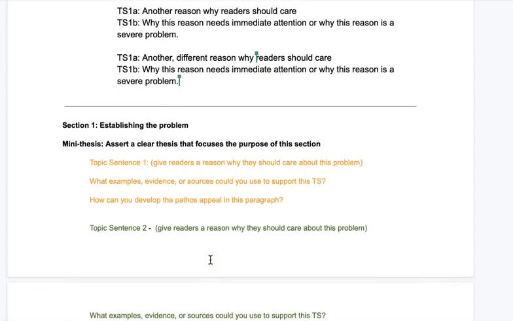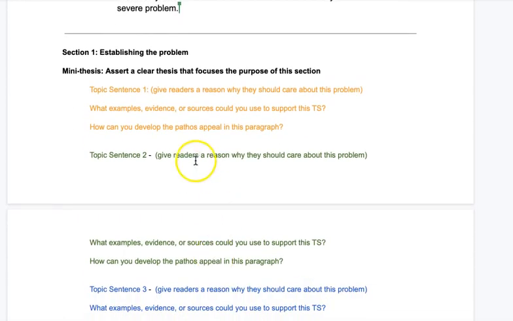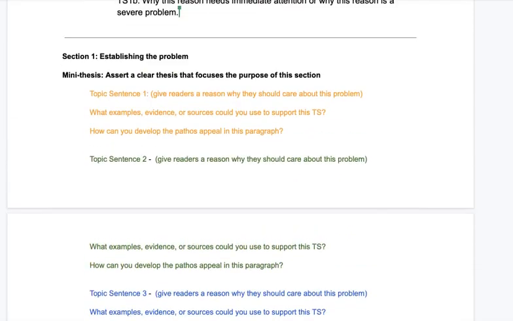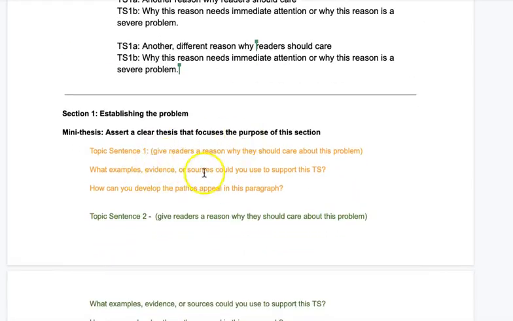So I've also created a little outline here to get you going. Each one of these colors represents a different body paragraph. So I've got 4 different body paragraphs represented here. And when you're brainstorming about that body paragraph, what's your reason to get people to care about the problem or any of these other questions? And then what kind of evidence or examples, so you can start jotting that stuff down.